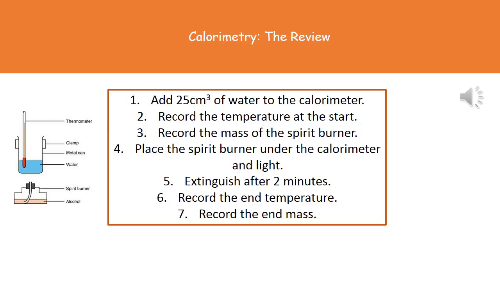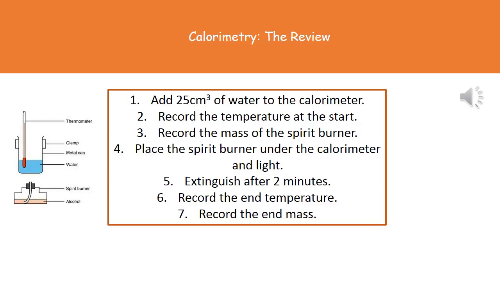So if we look through our method, the first thing we actually need to do is measure a certain volume of water and add that to our calorimeter. Then we've got to record our starting temperature and the mass of our spirit burner. Now the spirit burner is just that little glass item that holds the liquid fuel.